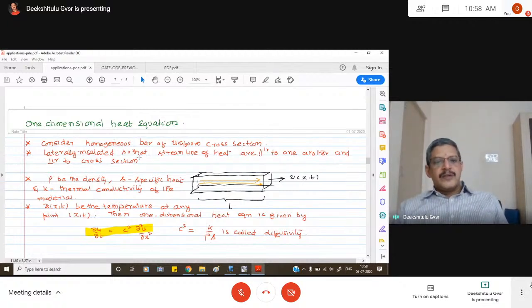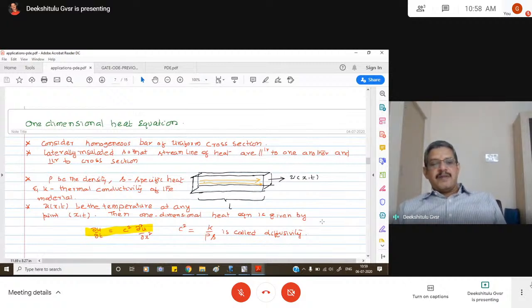So it is laterally insulated, so that the streamlines of heat are parallel to one another like this and perpendicular to the cross section. This is the cross section and the streamlines come out like this. So rho is the density, S the specific heat, and K the thermal conductivity of the material. Then U of x,t is the temperature at any point x,t.